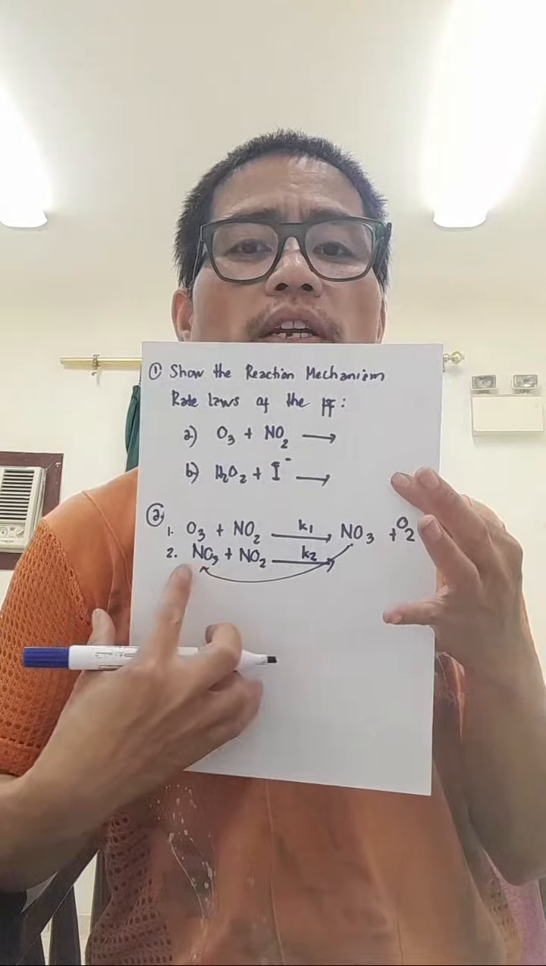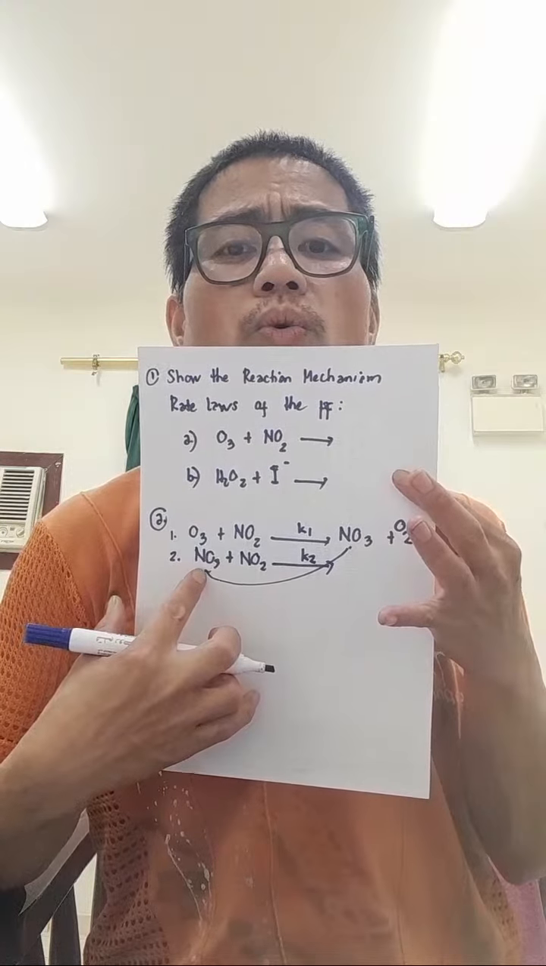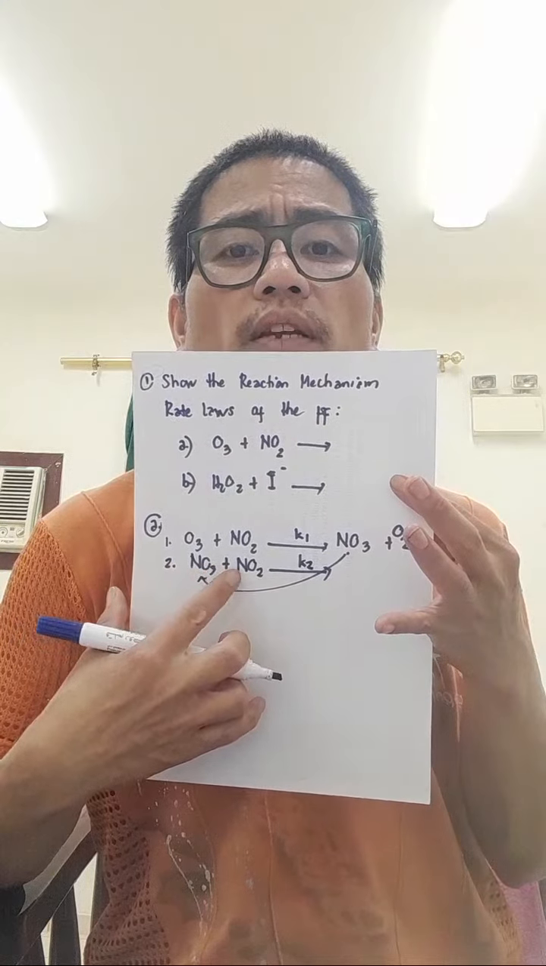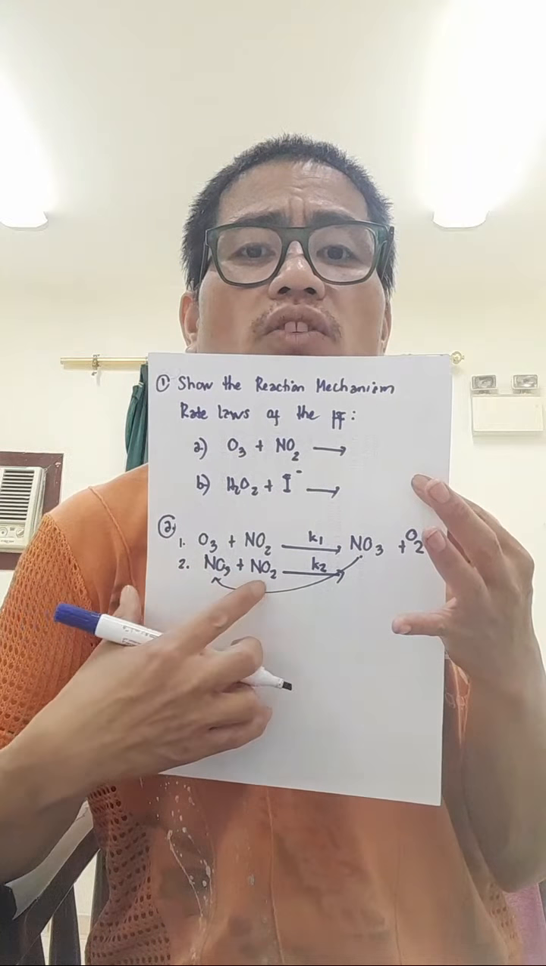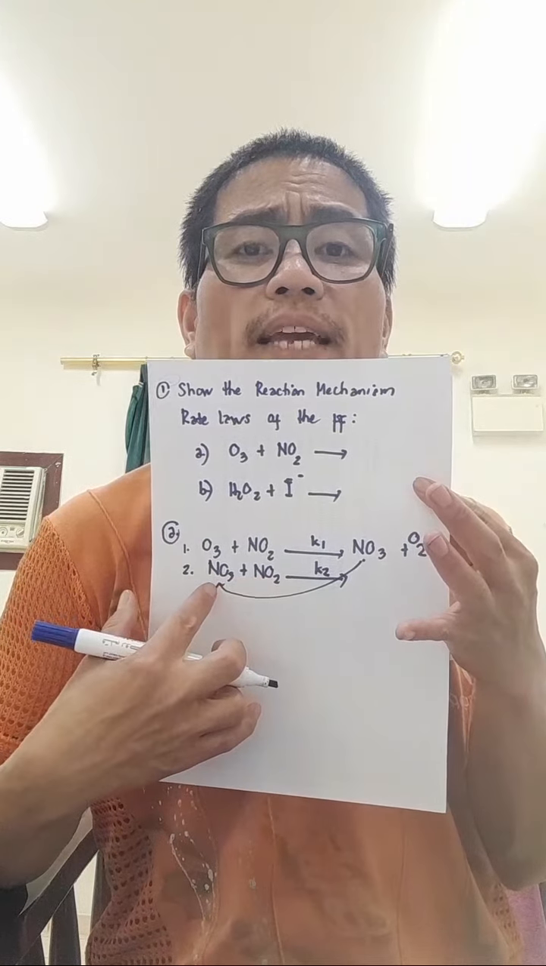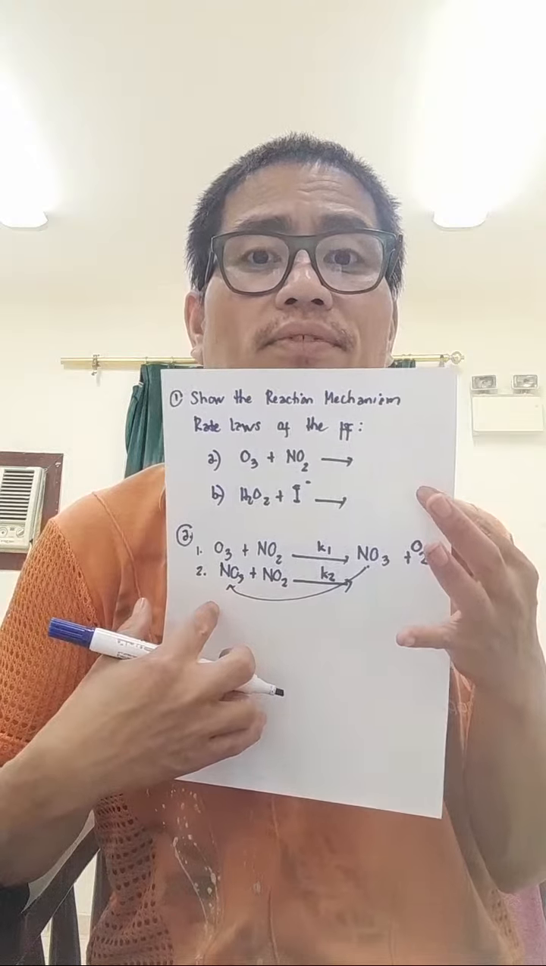Now what is our product here in the NO3 plus NO2? So nitrogen and oxygen are common, so you can simply add them to get N2O5.